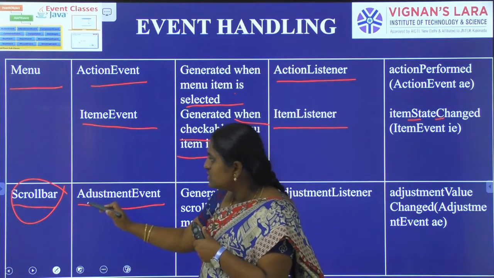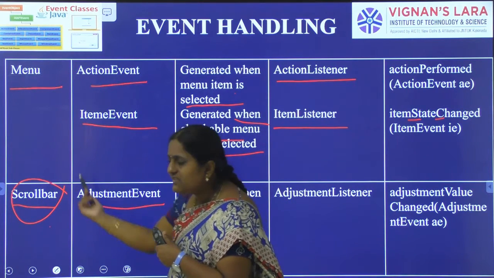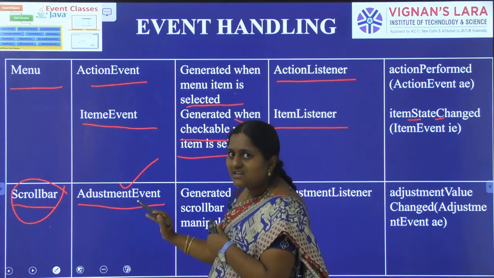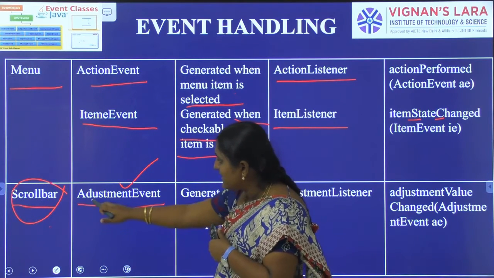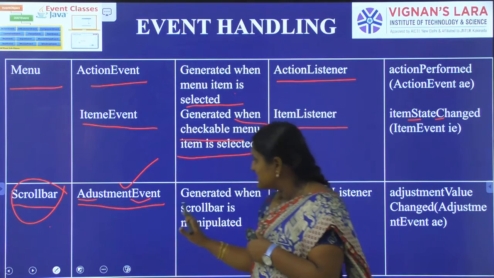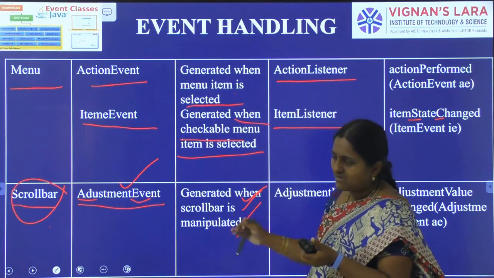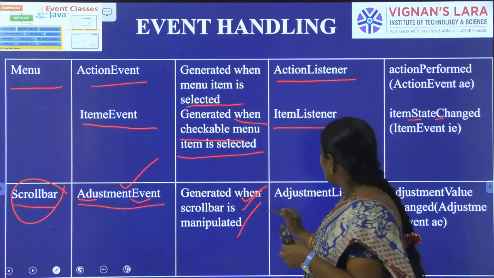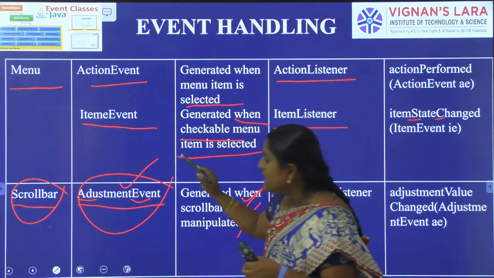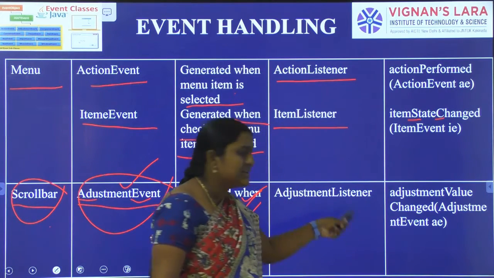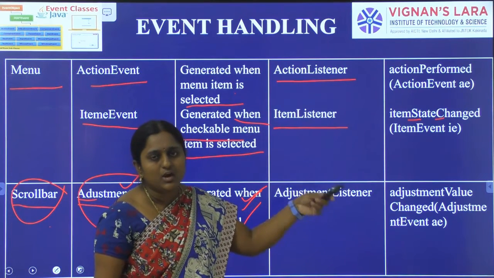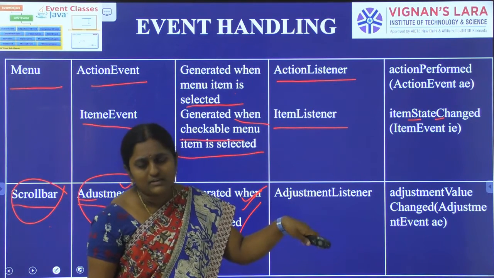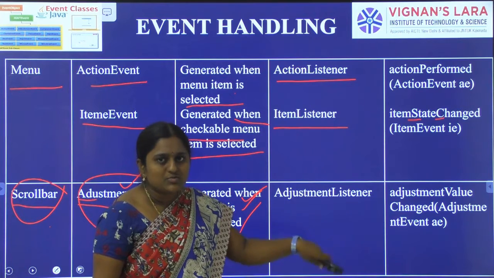In the sources, events are generated. So which event could be generated? Adjustment event. Events are classes. AdjustmentEvent is a predefined class, and E should start with an uppercase letter. It is generated when the scroll bar is manipulated. When the event is generated, it is sent to the corresponding listener interface. Here AdjustmentListener will take care of it whenever the scroll bar is manipulated. This listener interface handles and controls the corresponding event.